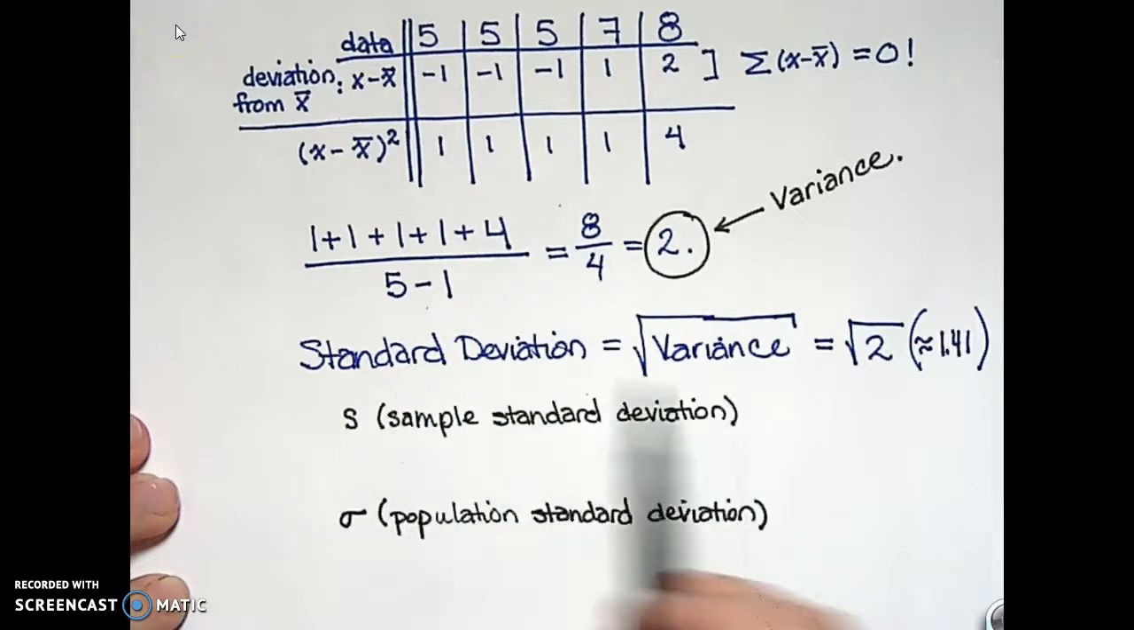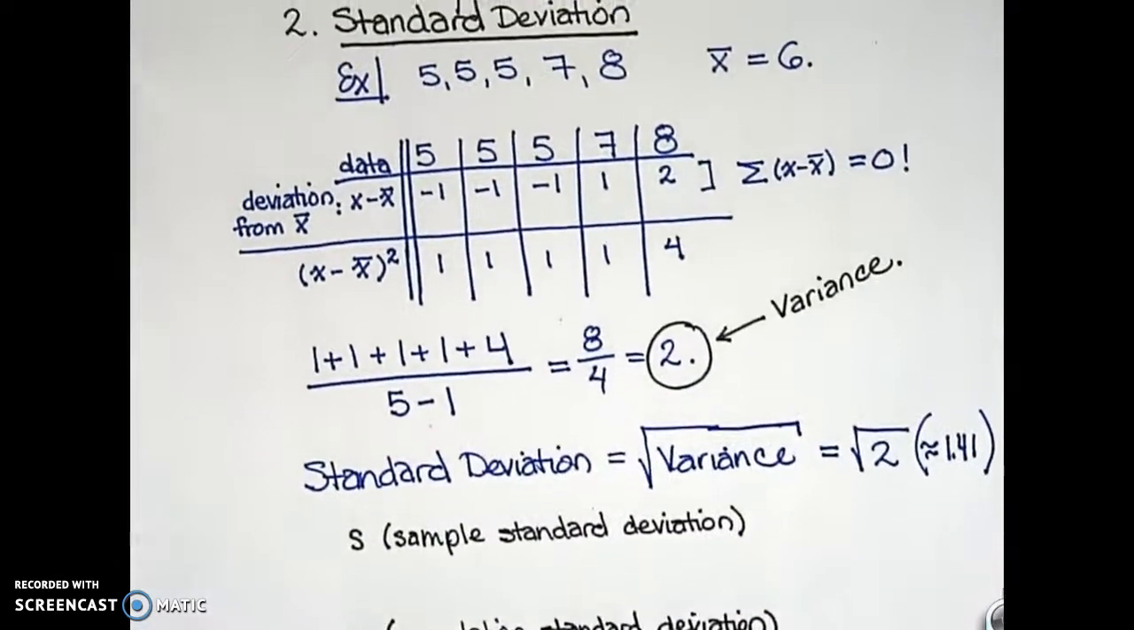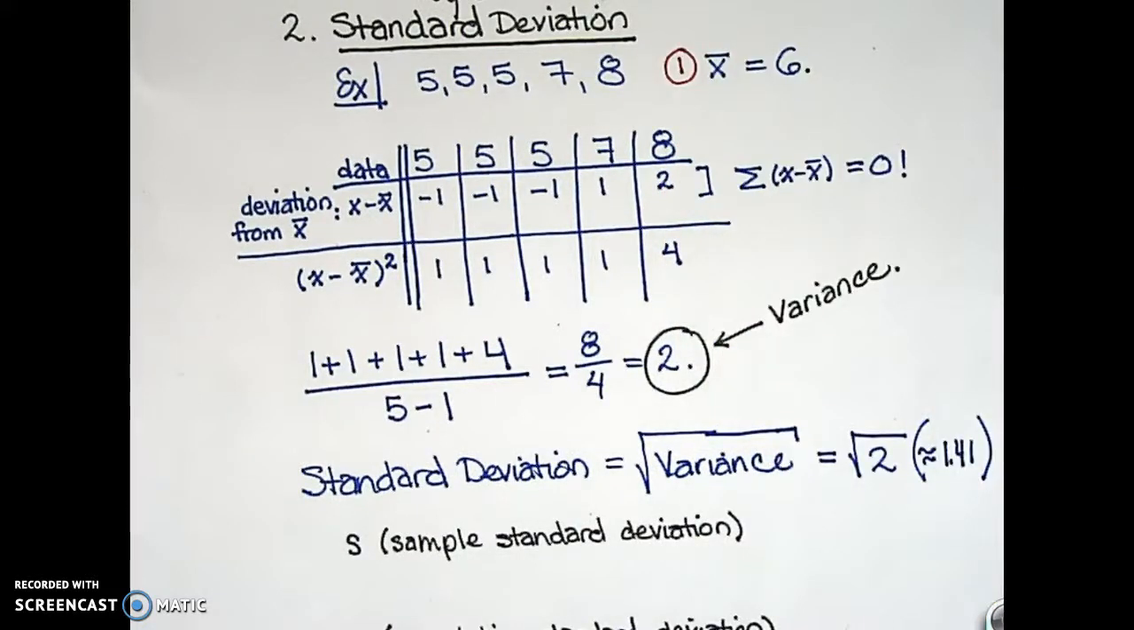For the most part, we're going to be working with the sample standard deviations when we have to calculate things by hand. Now, let us come up with a formula so that we understand just what we did in all of the steps above. The first thing that we had to do was remember what the average of our data set was. So that's really going to be step 1, calculate your average.